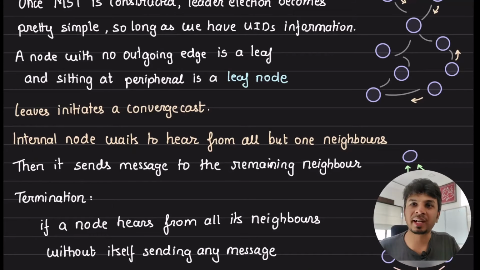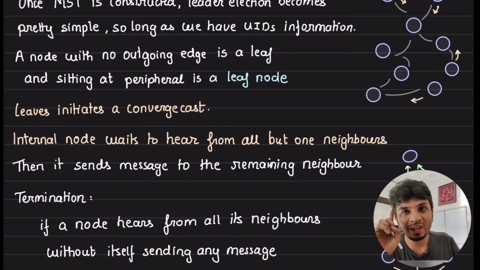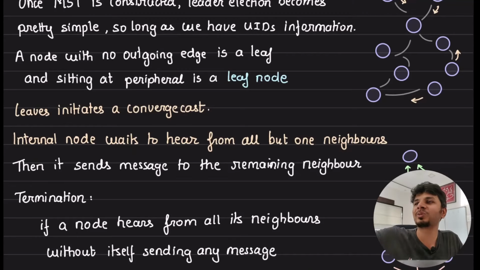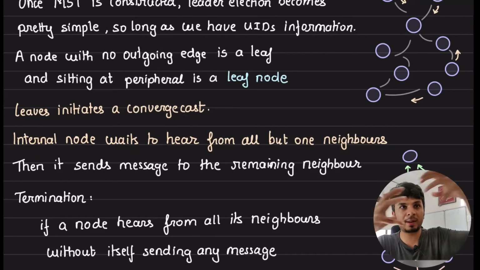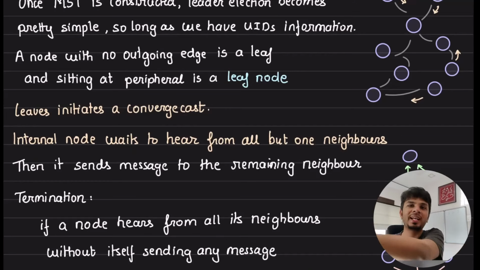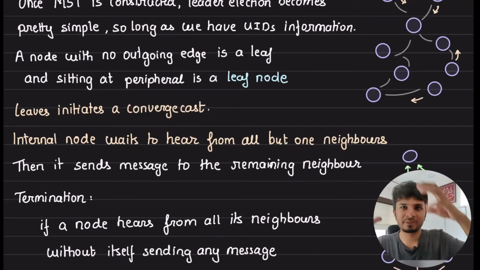So remaining nodes are 5. Out of those 5, it would wait to receive messages from 4. And then the one node that remains to send any message, it would send a message to that node. So it would combine the result and basically send it over that node. This is how it would converge, right?